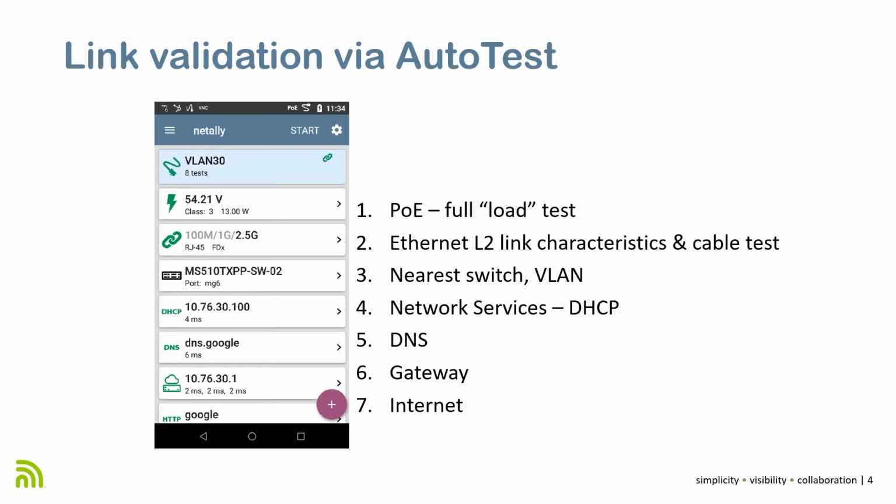And this includes validating link. First off is regarding power over Ethernet, fully loading that link. Not just did the switch tell me what the port configuration is, but actually drawing a load from that switch to see if we can get full power at the powered device. And this is something you can only do if you're attaching a device on the end of the cable and applying that load test. Then Ethernet link characteristics and cable testing.